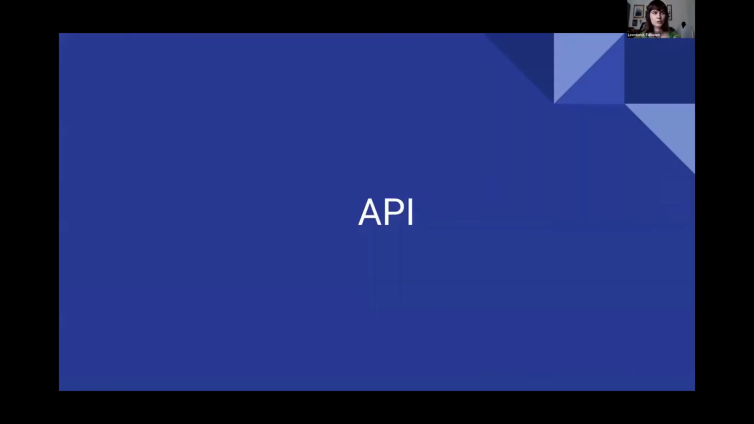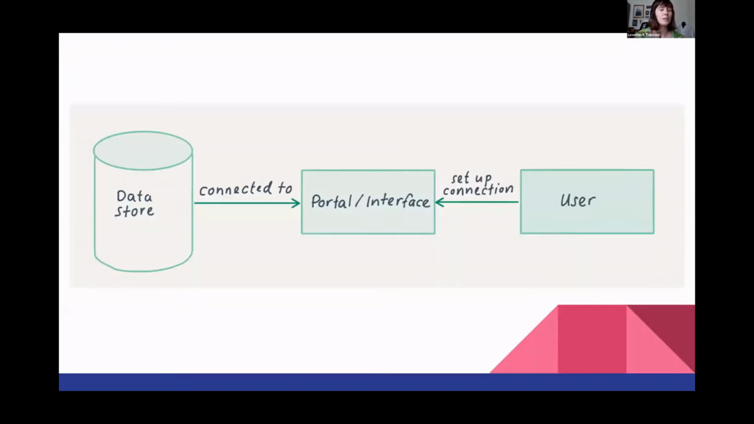Okay, so the third approach is an API, which is an application programming interface. I'm going to explain it very fast here, but it's explained in detail in the guide as well. Basically, there's a data store, normally some type of database, and the user is able to request data from it through, again, some type of portal or interface.